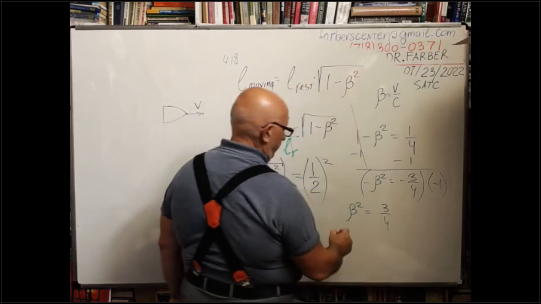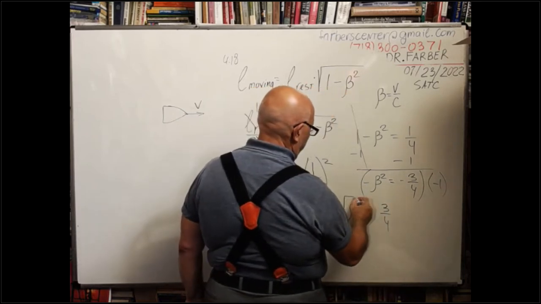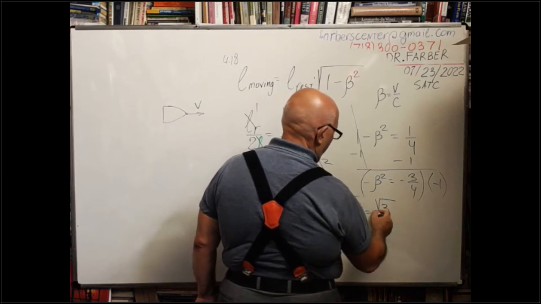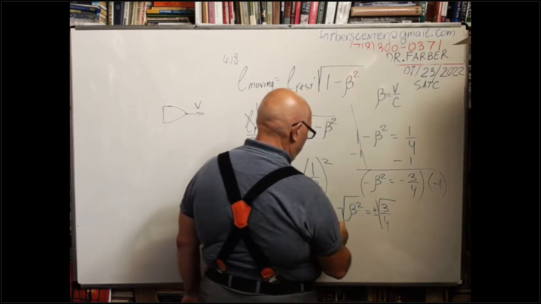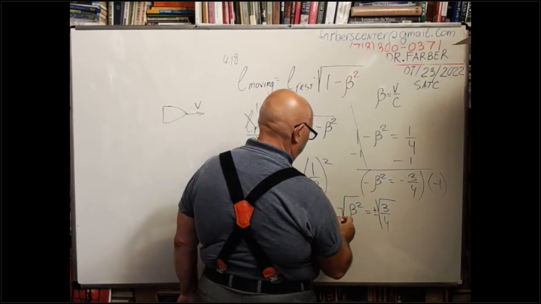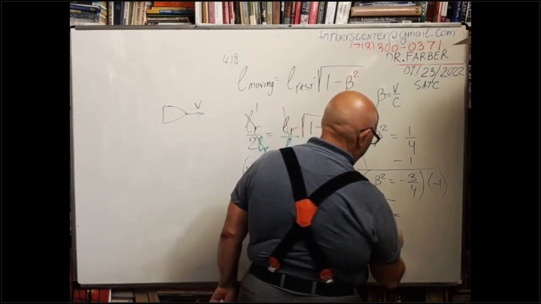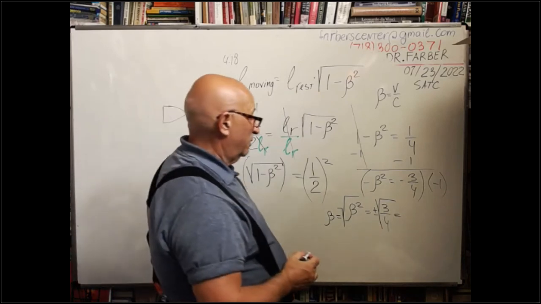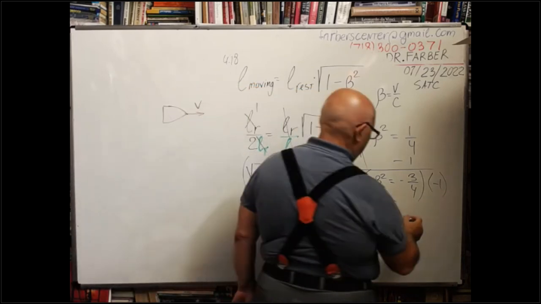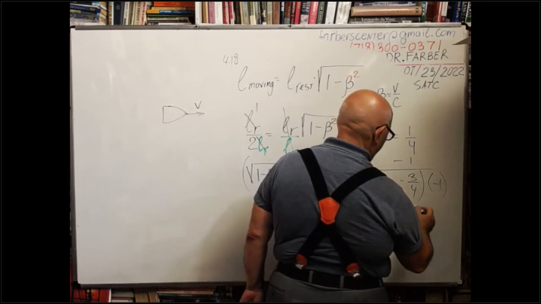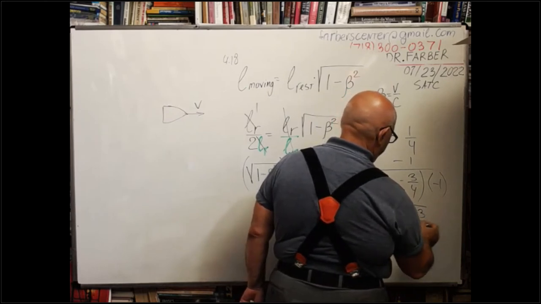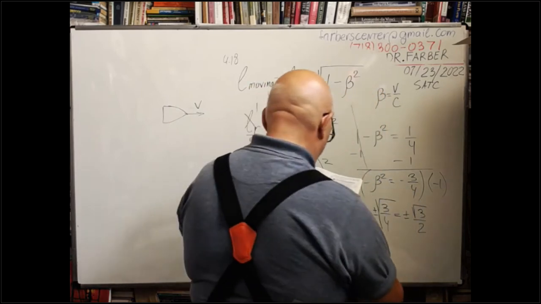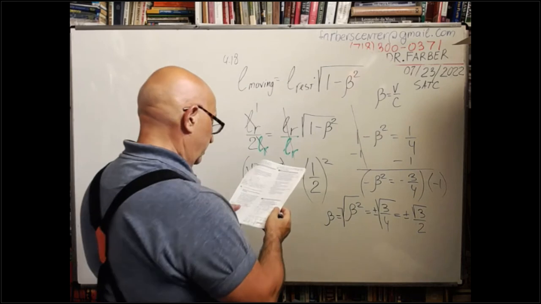How to find beta? Easy. Take the square root of both parts, plus or minus. This is beta equals, you know, the square root of a ratio equals the ratio of square roots. The square root of 3 is an irrational number, but the square root of 4 is 2. Okay, and now look at the multiple choice. This is the square root of 3 over 2.